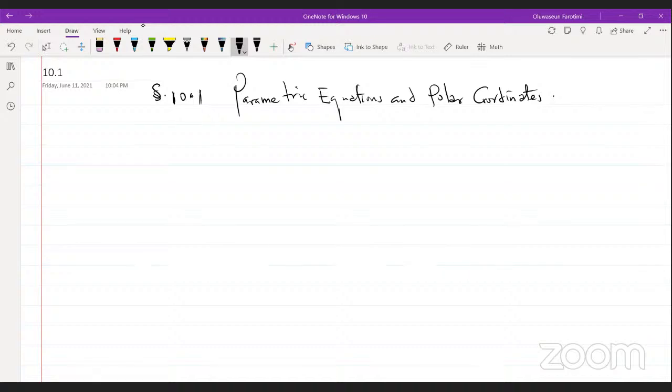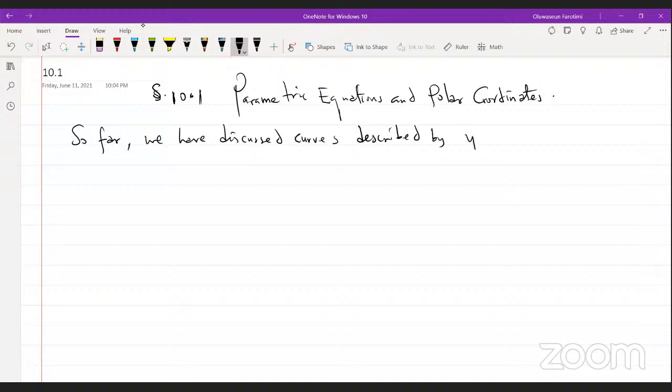So let me start by saying that pretty much so far, we have discussed curves that are described by y equals f of x. An example of such is when you say y equals x squared, as well as x equals g of y. That means y is a function of x, or x is a function of y.